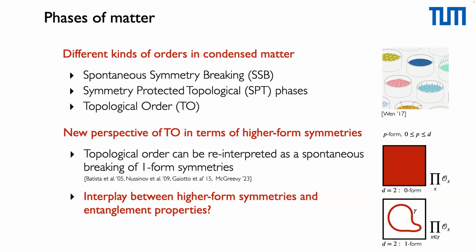And now it turns out that the topological order, exactly the type of topological order we found in the toric code model, can actually be reinterpreted as a spontaneous breaking of one-form symmetries.